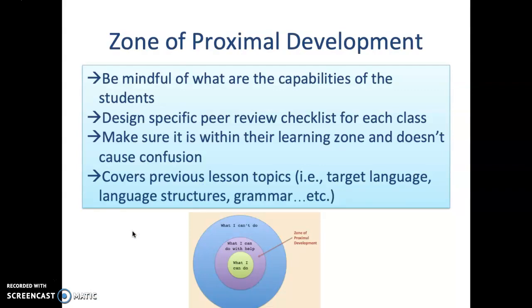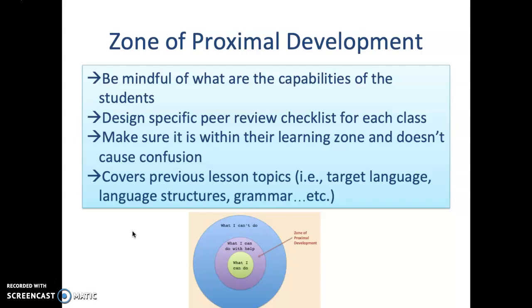And then zone of proximal development. I think this is very essential for peer review, and especially in the ESL classroom. So be mindful of what the capabilities of the students are. Design specific peer review checklists for each class. Make sure it is within their learning zone and doesn't cause confusion.